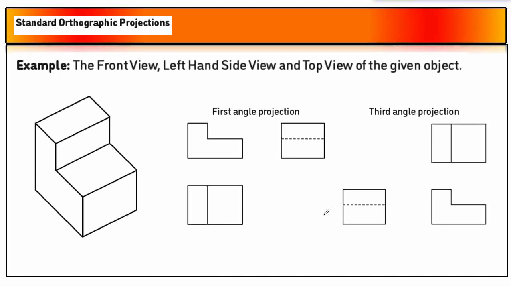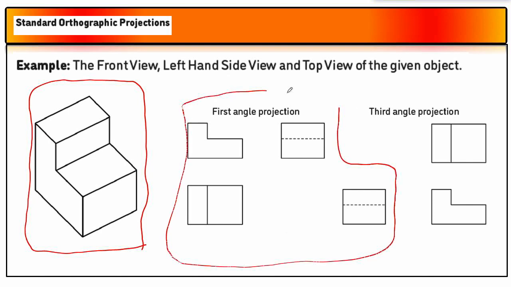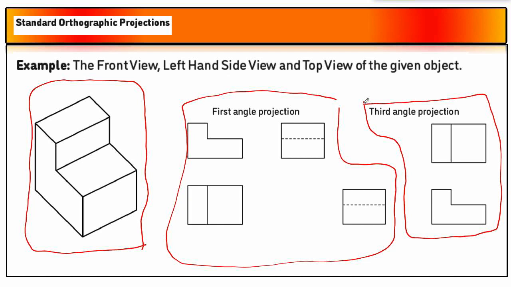Here is a good example to show you the front view, the left view, and the top view of an object using the standard orthographic projections. Here is the main object on the left, and these are explained as the first angle projection, and this here is the third angle projection. Now you can see the main difference between the first angle projection and the third angle projection. The first angle projection has a unique feature, which is the dotted lines, whereas the third angle projection hasn't.